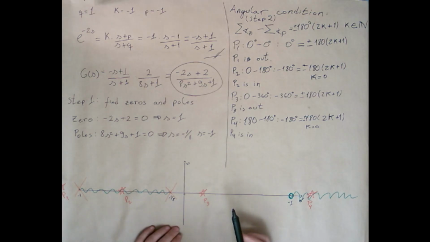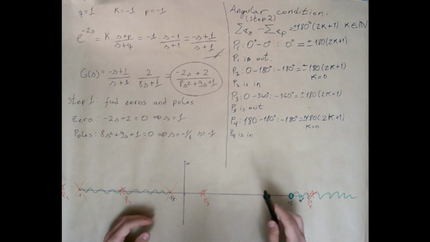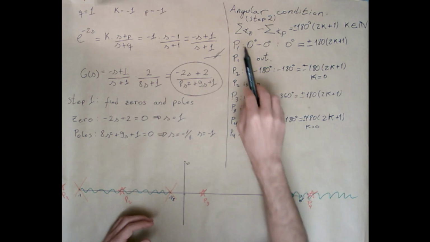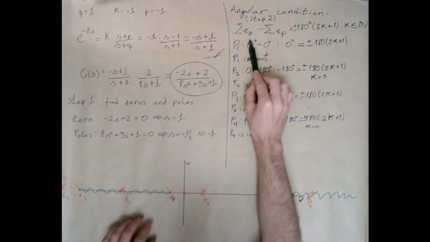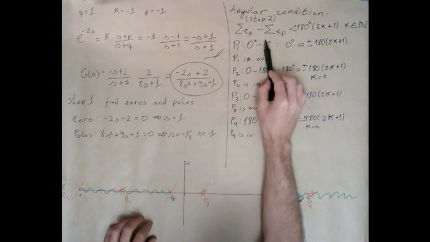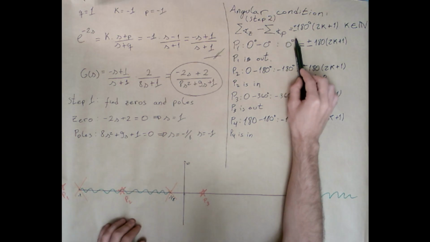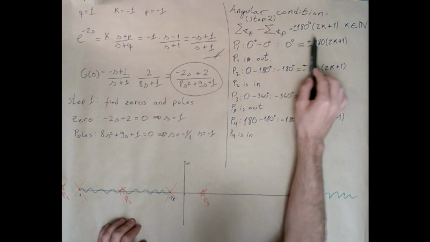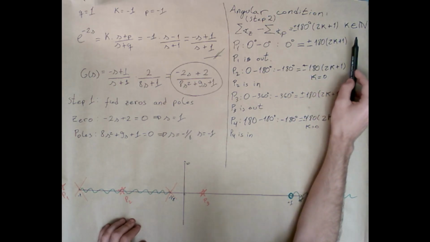Now we can go to the second step, which is the evaluation of the angular condition. The angular condition says that the sum of the contributions of the angles of the zeros at each point minus the contributions of the angles from the poles at the same point must be equal to plus or minus 180 degrees times 2k plus 1, where k is a natural number.